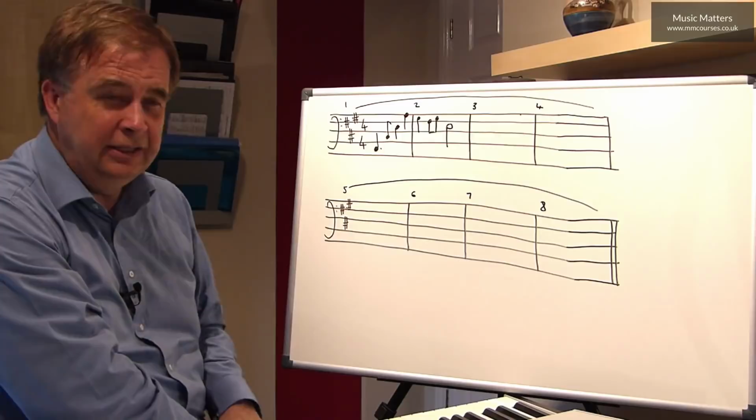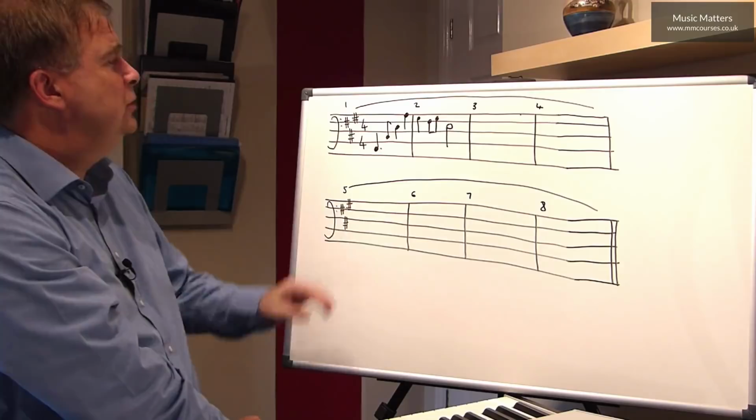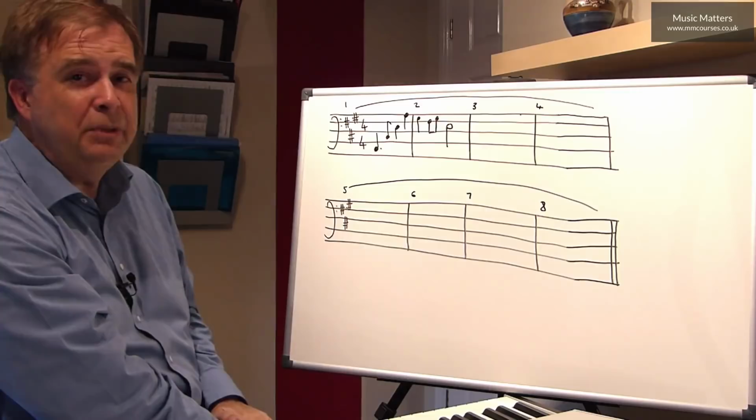So make sure you've got the double bar line at the end. Now, one thing you can do is you can look at bars 1 and 2 and you can think, well, I'll just copy those two bars into bars 5 and 6.